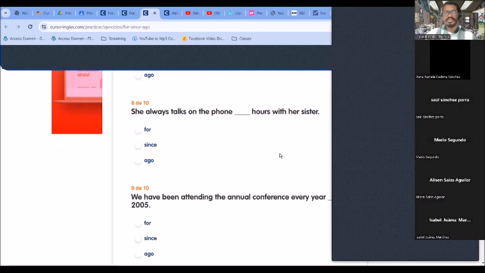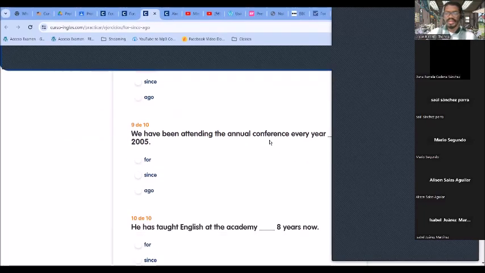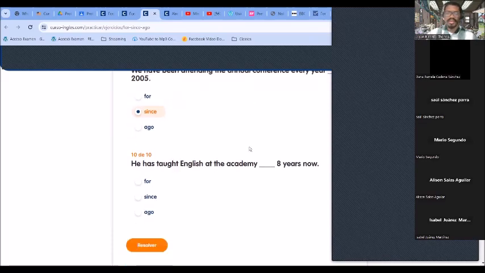She always talks on the phone for hours with her sister. Good. Leslie. We have been attending the annual conference every year since 2005. Correct. And Paulina.